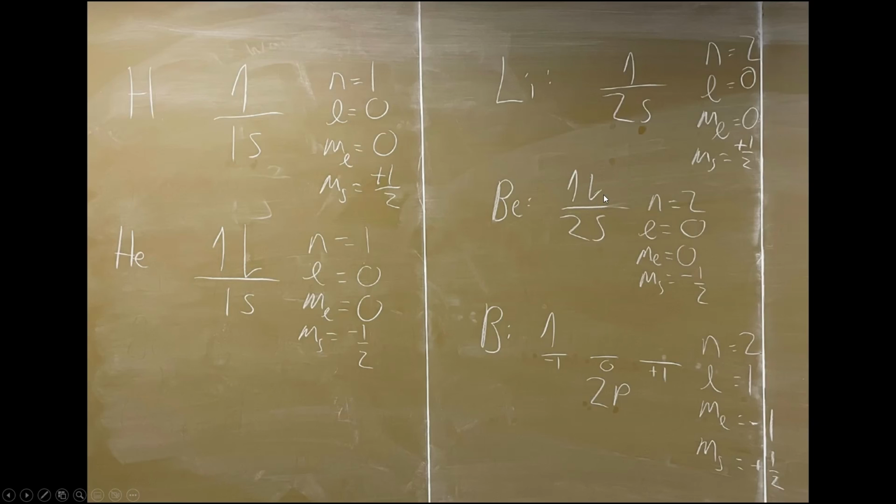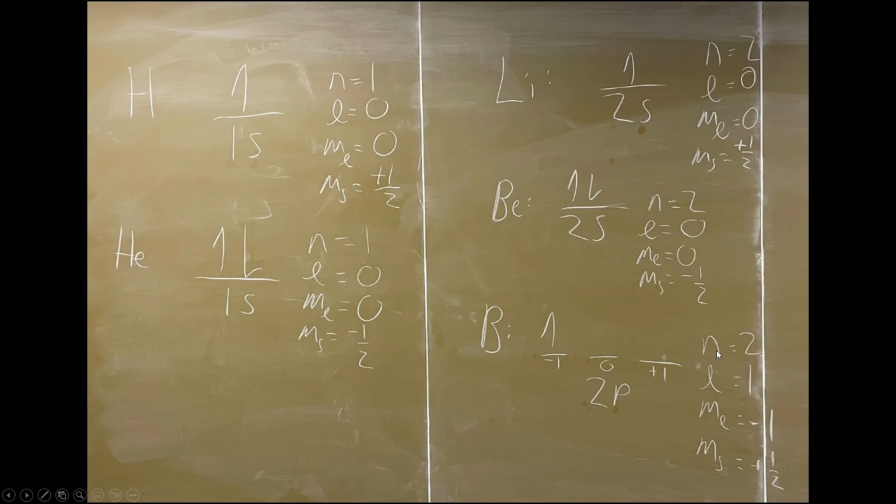Now we have boron, which is part of the 2p set. We don't just have one orbital now, we now have 3 possible orbitals, and we start from the left side first. Boron is the first element of the 2p series, so it has 1 electron that's part of the 2p series. We'll put that in the very left orbital.